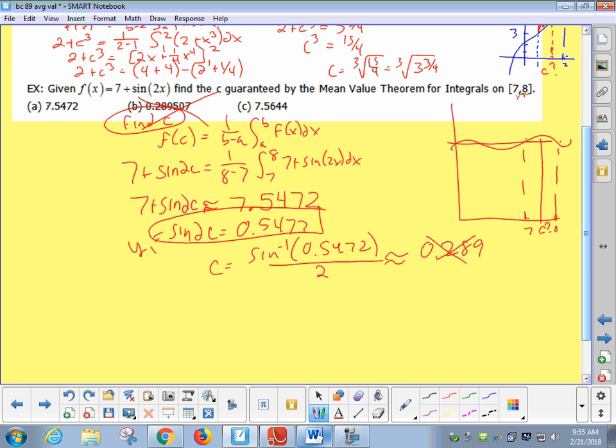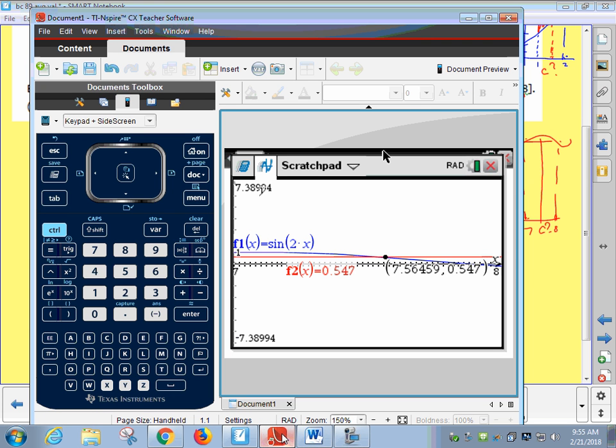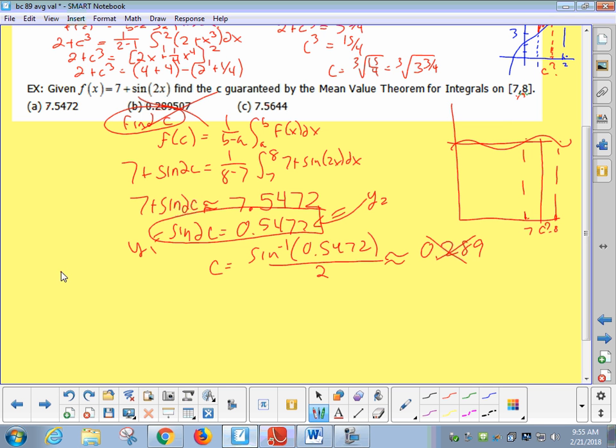If you graph y1 equals sine of 2c and y2 equals 0.5472, then you can set your window to 7 to 8 and be sure that you're looking in the right place. If you did that, just for the sake of time, it might look something like this. I don't know if you can tell, but my window is set from 7 to 8. I'm looking in the window I'm supposed to look. The place where those are matched is at 7.564. And so my answer, use graphing tab, use graph, is, okay?